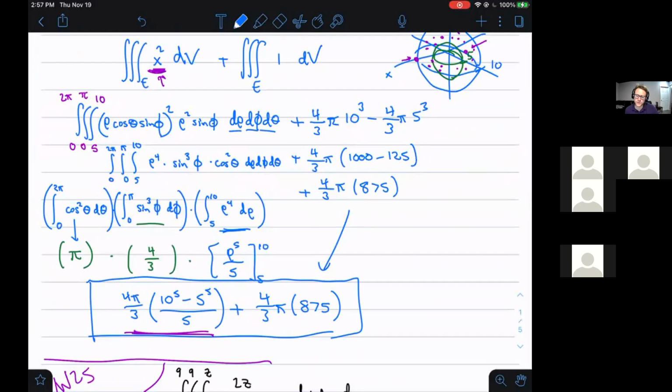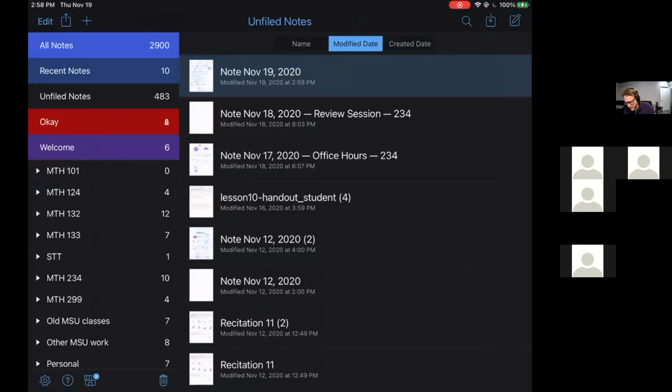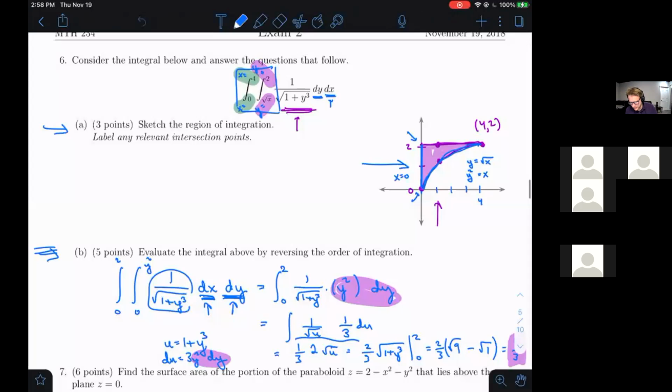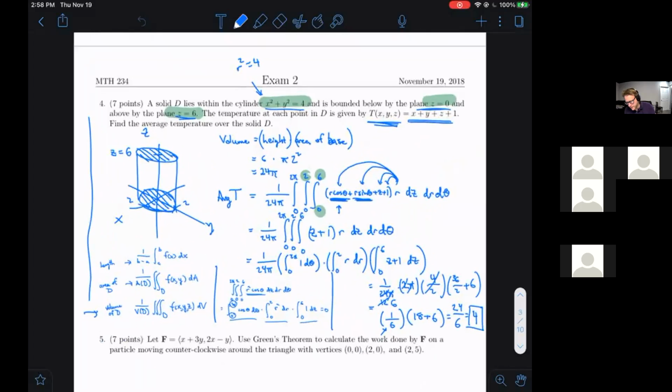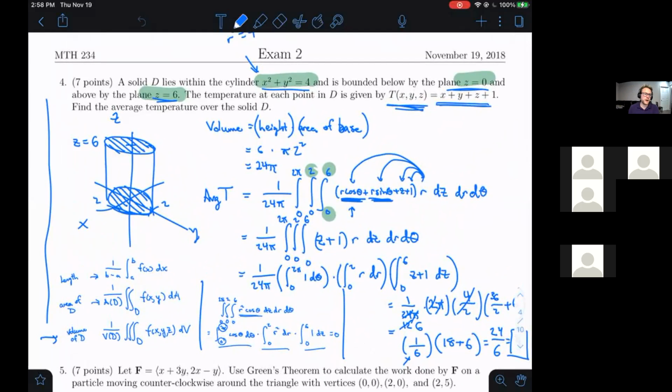Can you do an average value question? I guess I don't have one prepared, but I'm happy to do any of them that you would like. If you have a particular web work question, just as a heads up, on the review session last night, there was an average value question. It was the average value of a temperature function.